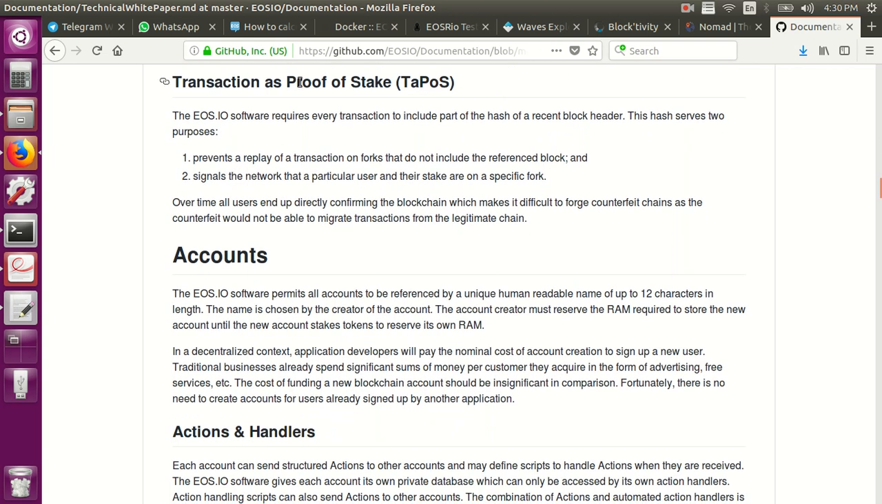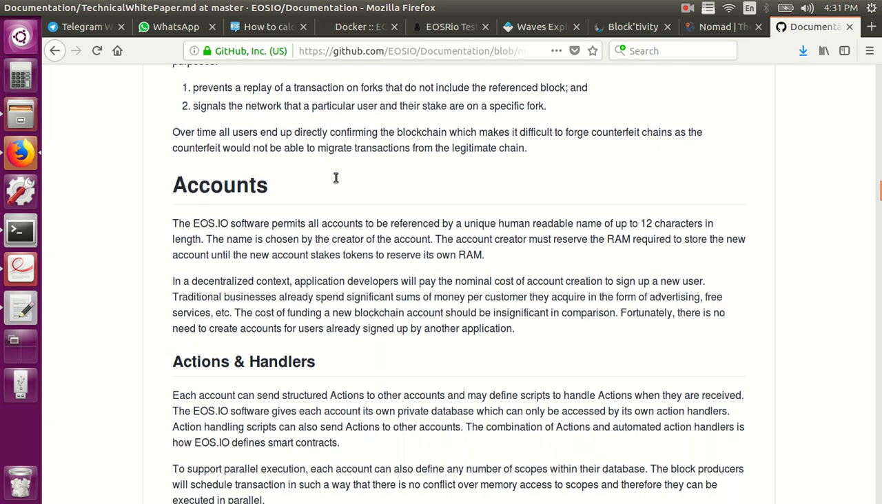So the next one is transaction as proof of stake, and what this does is, when we talked about the Bitcoin blockchain, I said every block references a hash of the previous block, and that's how it knows how to get back. Well, what they've done with this transaction as proof of stake thing is every transaction also points back to the previous block as well. That's mostly for the inter-blockchain communication stuff, which we'll see later. This is just proof that you're actually on a specific fork of the EOS blockchain.